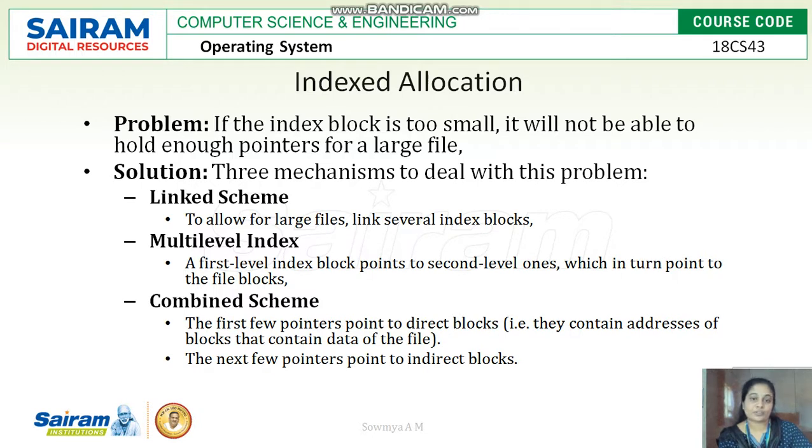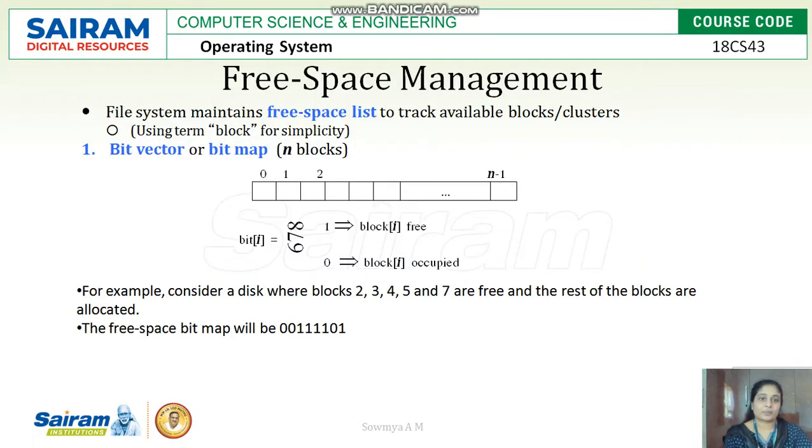If the index grows more than a block, one more index block is created, and these two index blocks are linked using the linked allocation method. Only index blocks are linked. Next is the multi-level index block, where the first level index block points to the second level, which in turn points to the file block. Next one is the combined scheme. First few pointers point to direct blocks, and then the next few pointers point to indirect blocks.